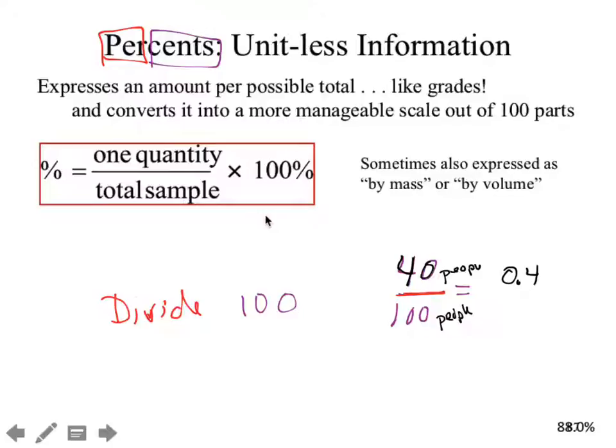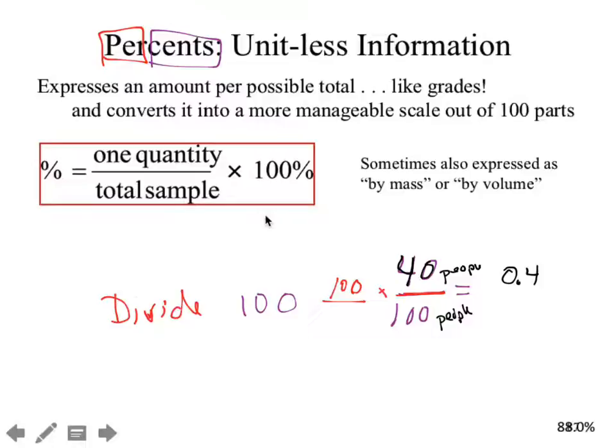Percent means out of 100, or out of our standard 100 units. So we need to bring in that unit. We can do that by adding an extra step here. We can multiply by 100%. And you might say, well, isn't that now doing an extra calculation? But what did percent mean?